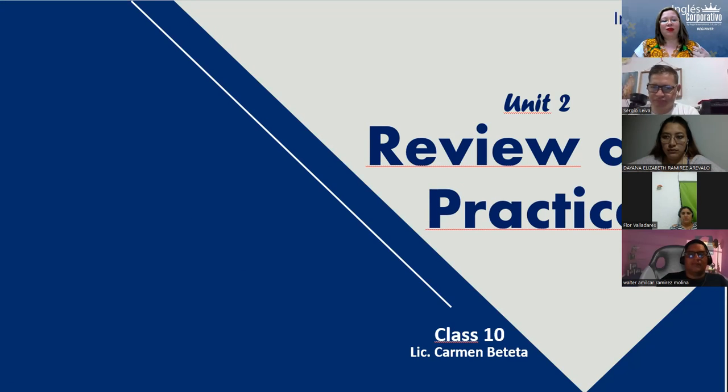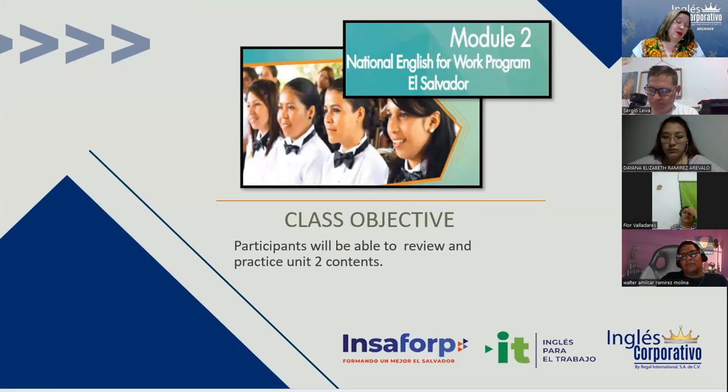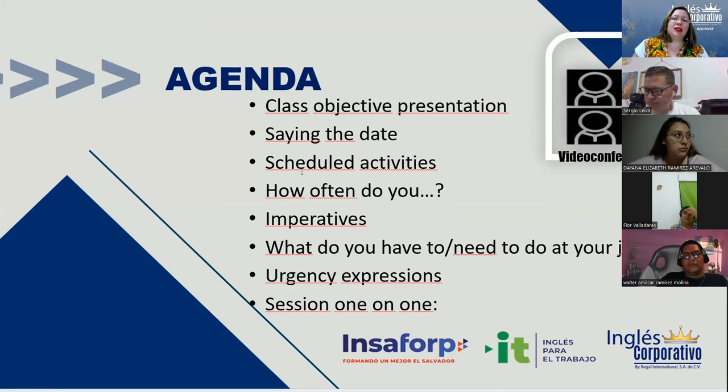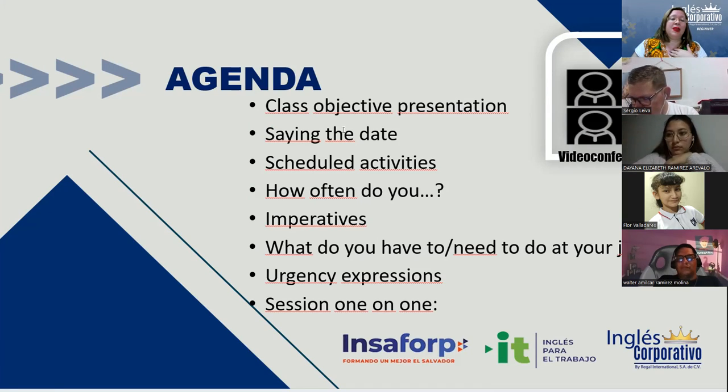The objective for tonight is that we'll be able to review and practice the Unit 2 contents. What were the contents? How often do you, the imperatives, scheduled activities, what do you have to or need to do at your job, urgency expressions. But the first thing we want to see tonight to complete all the content is how to say the date. Because we need to learn how to answer the questions when. So today we are going to learn how to say the date.